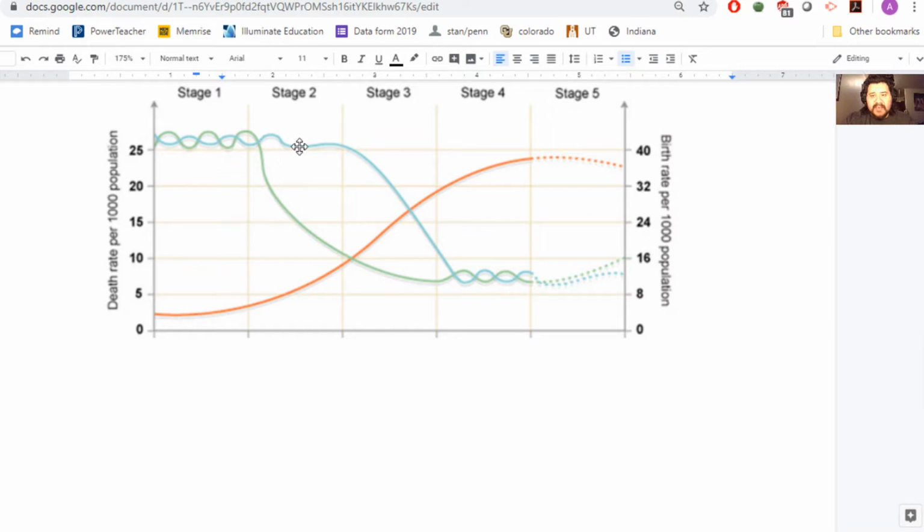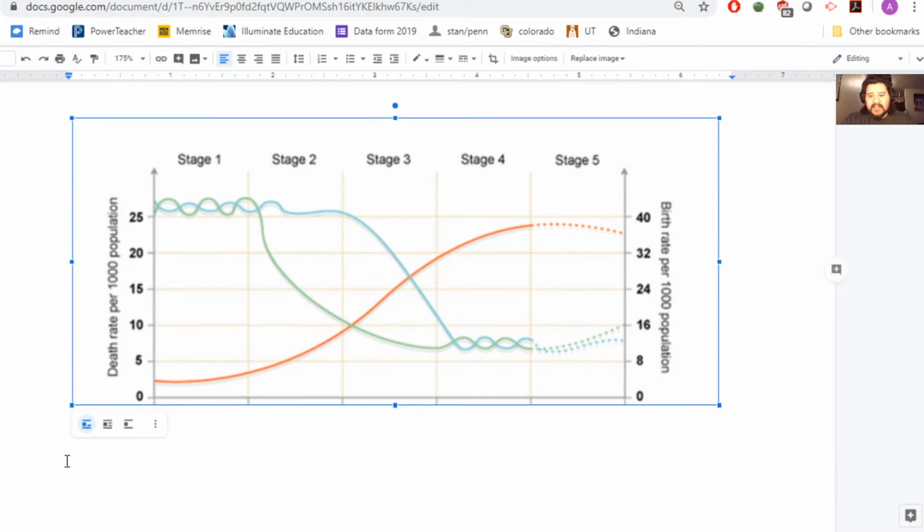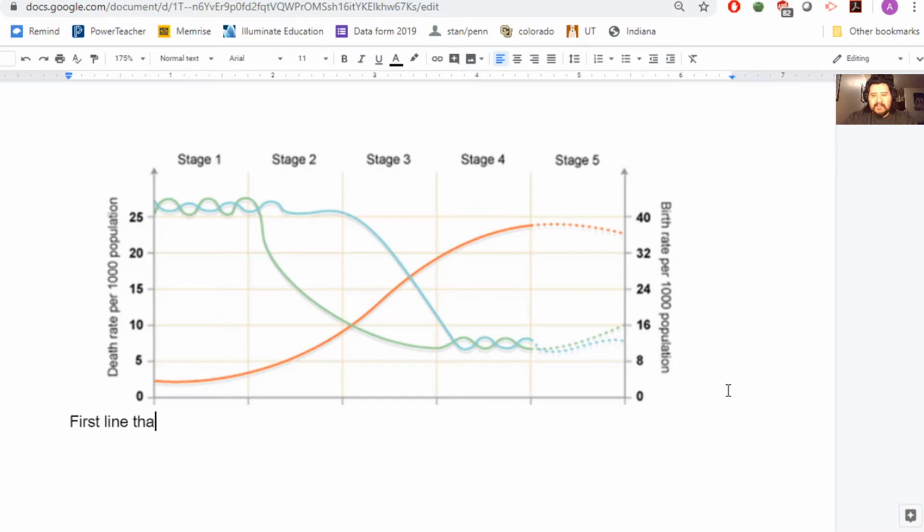So this top line here drops second. We have this first line that drops first, and we'll go with this one first. The first line that drops is our CDR, or death rates. The second line to drop is our birth rates, and the line at the bottom to top is the total population, or natural increase rate.